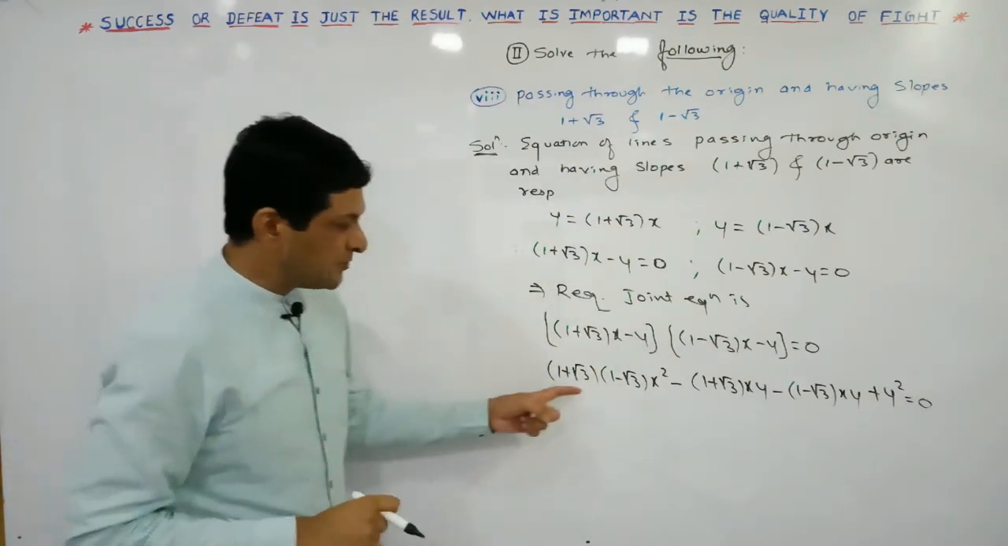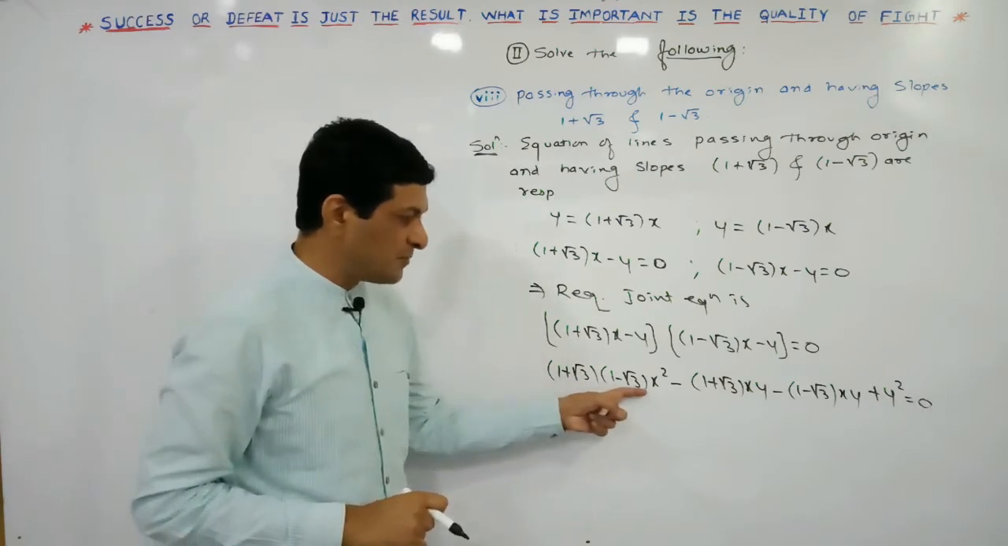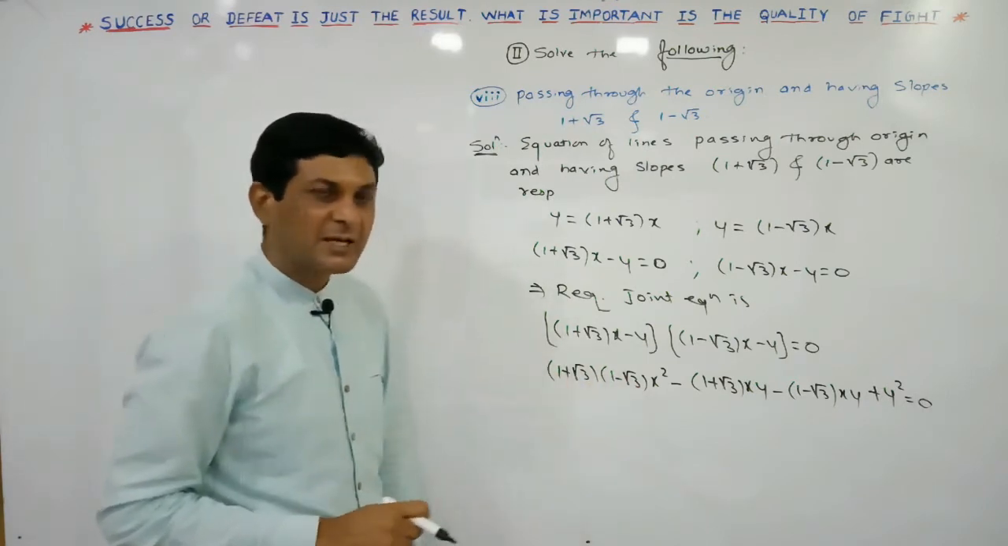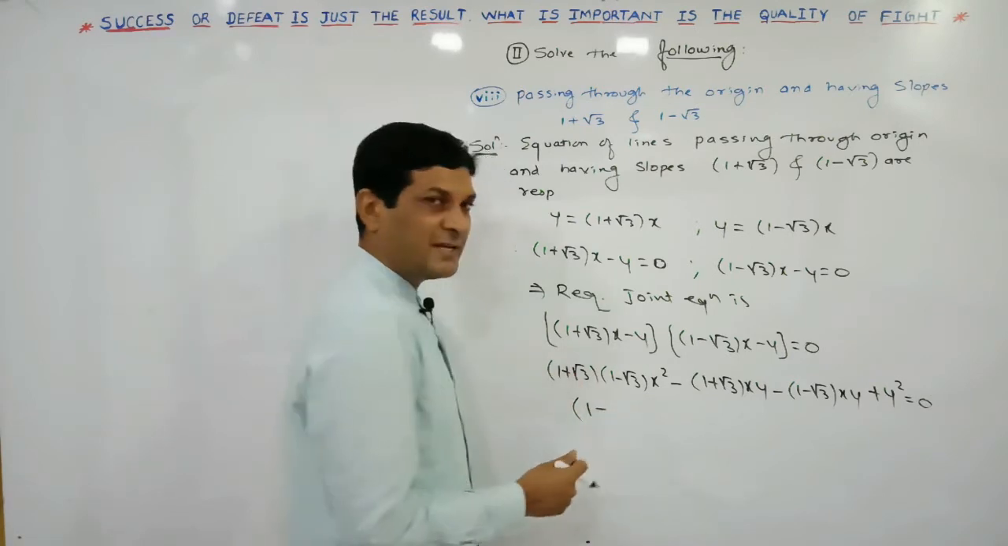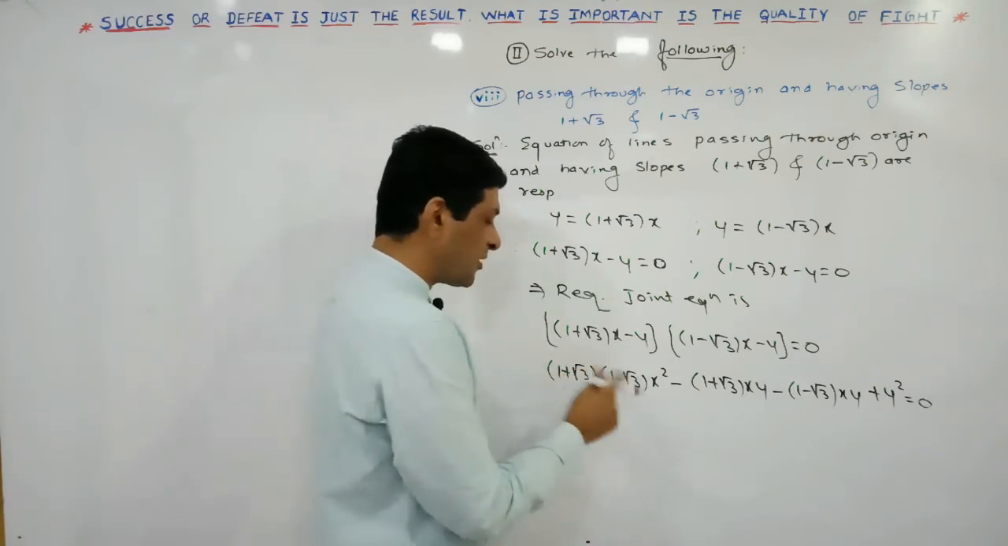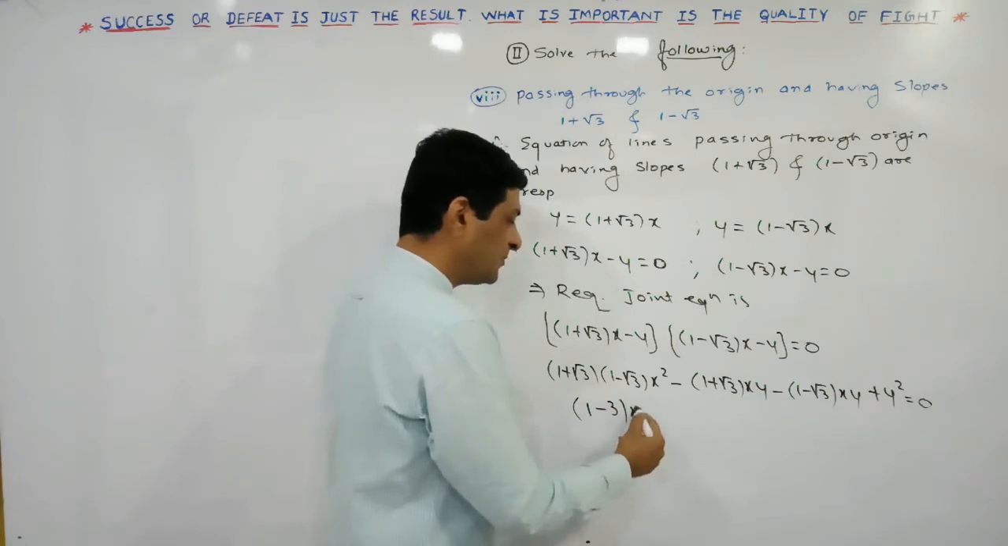Observe what product we are getting here. These two terms are in the form of a plus b into a minus b. Its product will be equals to a square, means 1 square is 1, minus b square. B square means square of root 3 is 3 into x square.